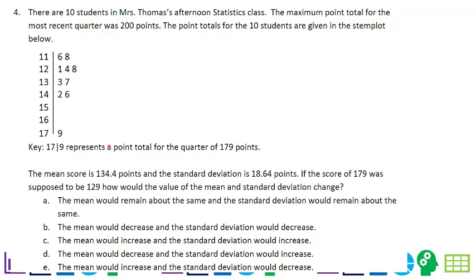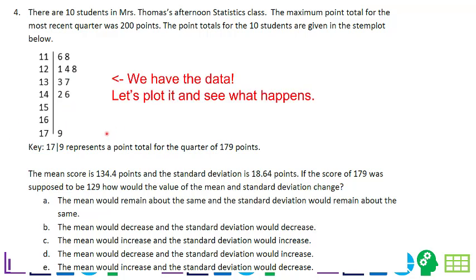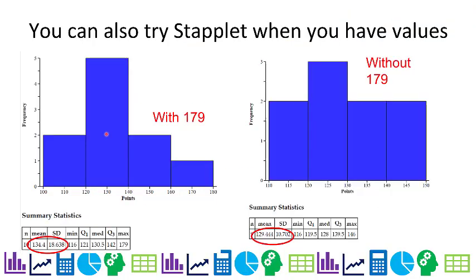You have to think, okay, if this 179 was really 129, then the width would be less, right? Less spread, and also this is skewing the mean high, so the mean would be less if it was really 129. But we have data, so let's go ahead and plot it and see what happens. So with 179, you can see there's a little bit of skew. It's hard to see because of this histogram. And there's your mean and your standard deviation.